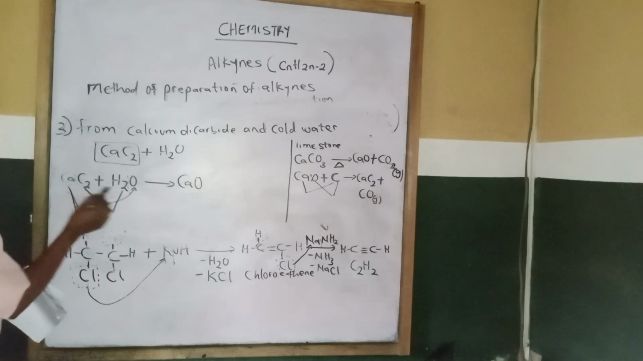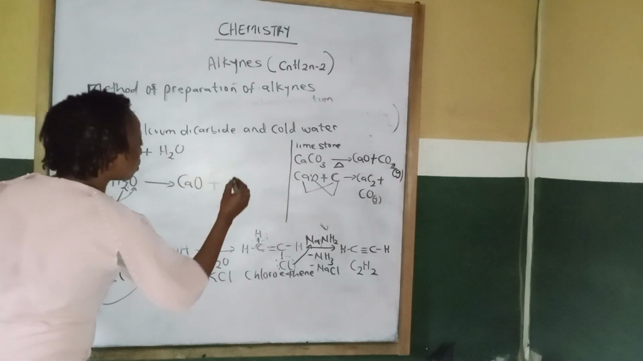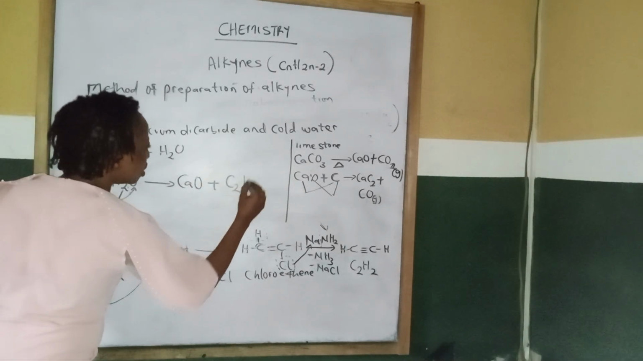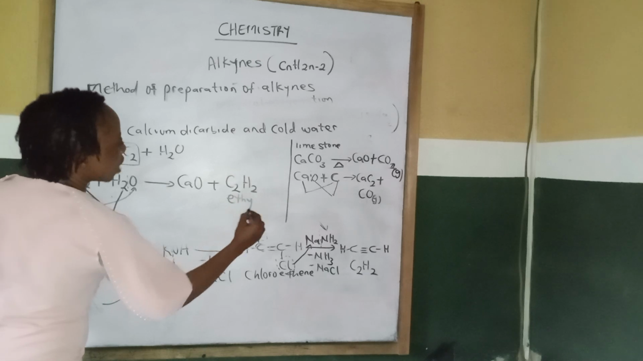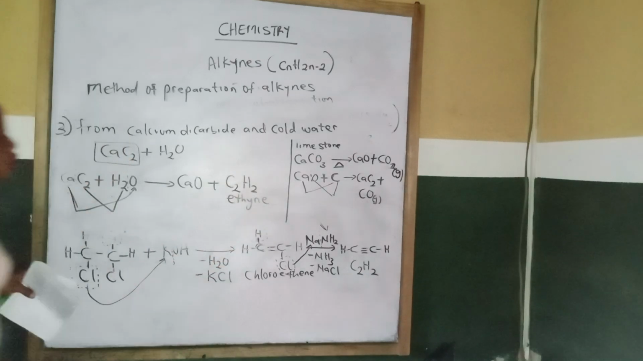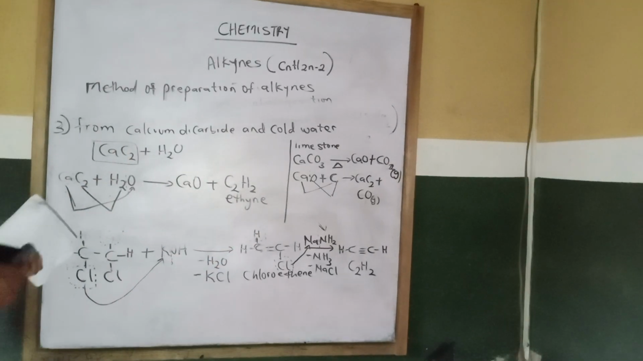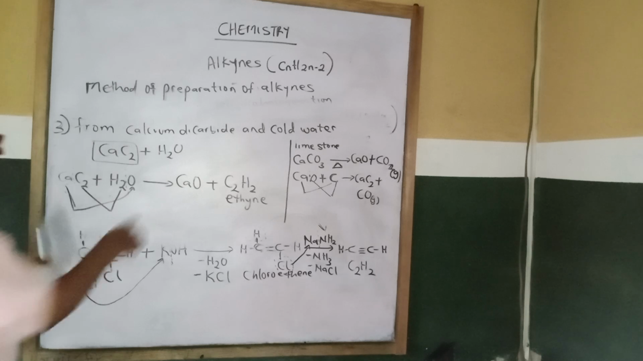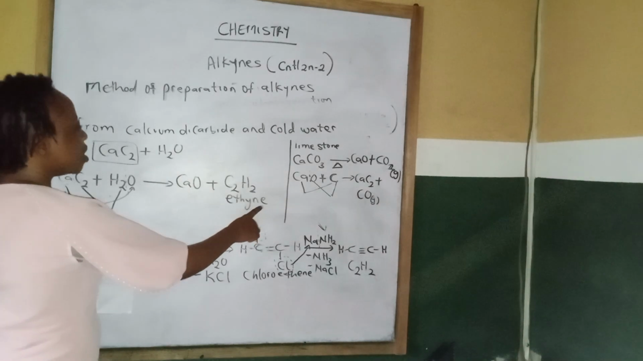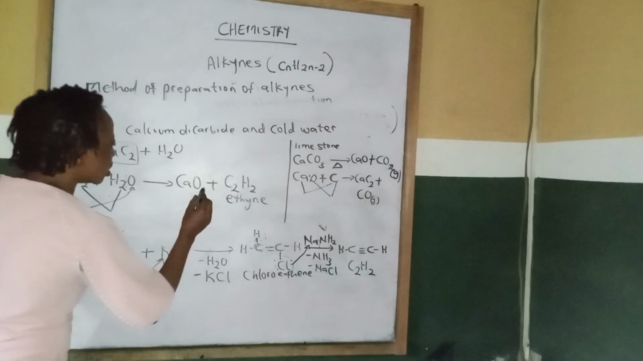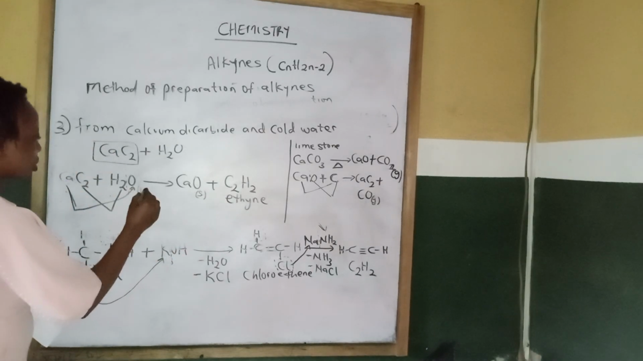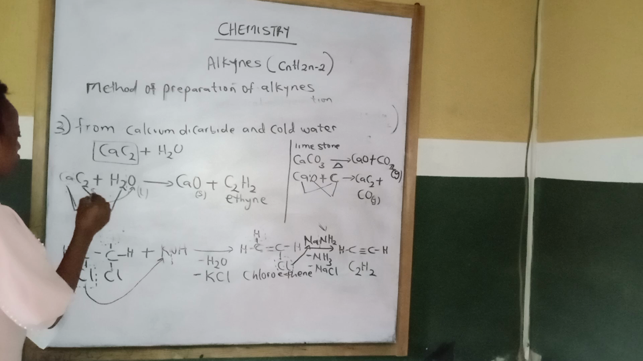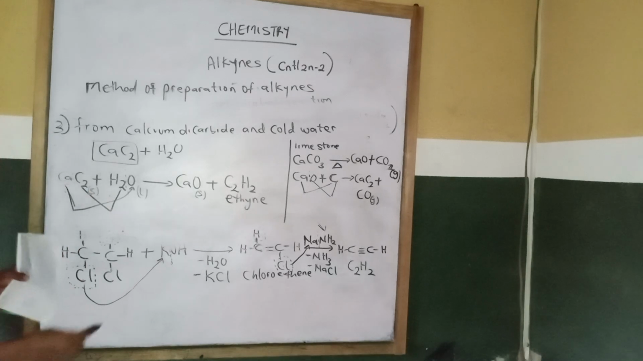Then carbon will combine with hydrogen to give us C2H2. Then C2H2 is the molecular formula for ethyne. So from the reaction between calcium dicarbide and cold water, we have produced ethyne. This is solid, then this is liquid, while this one is solid. So we have produced ethyne.